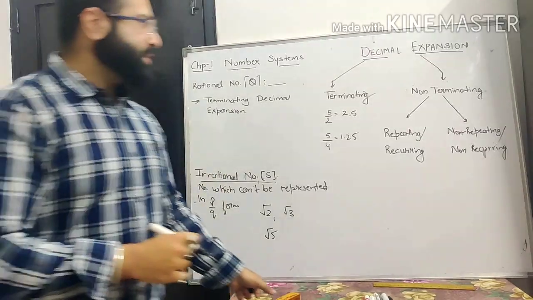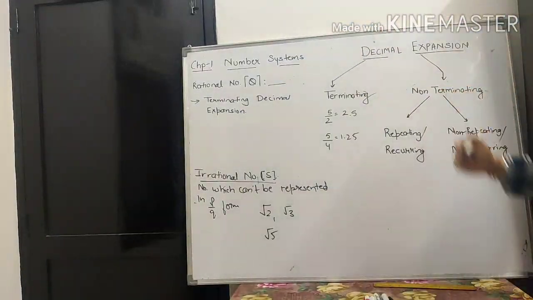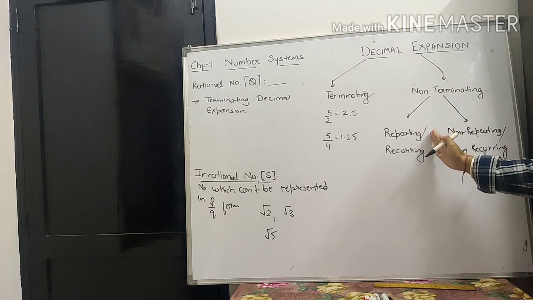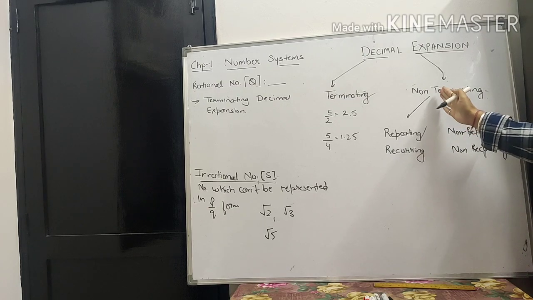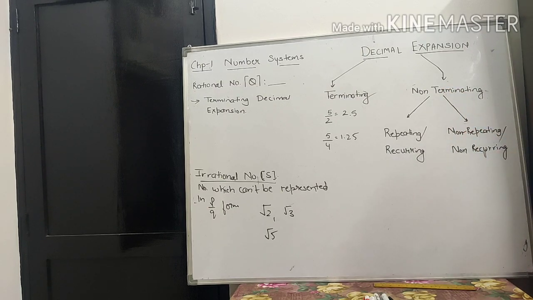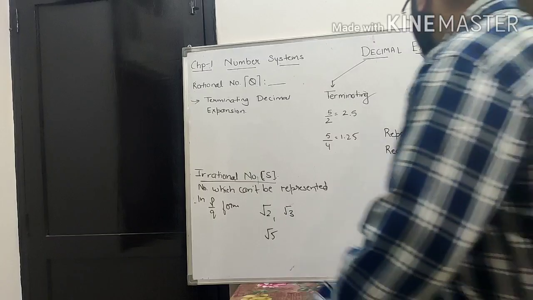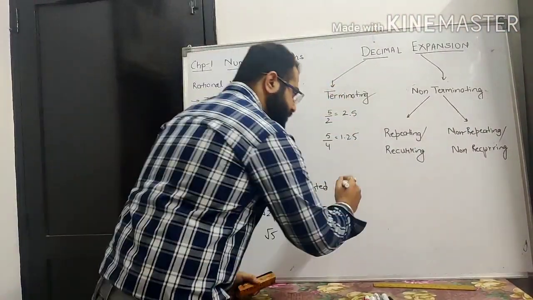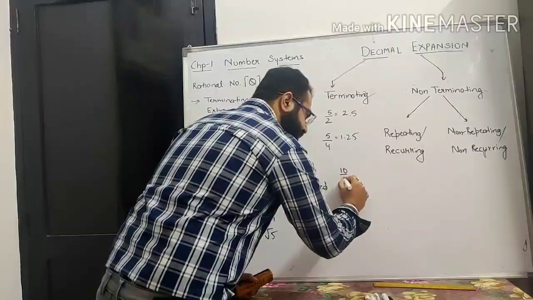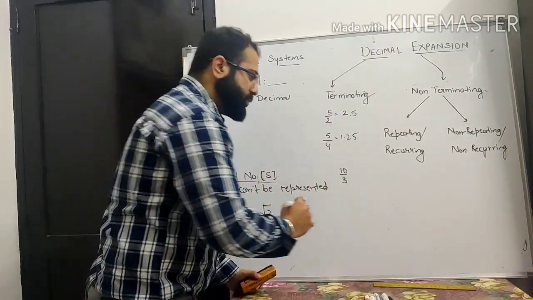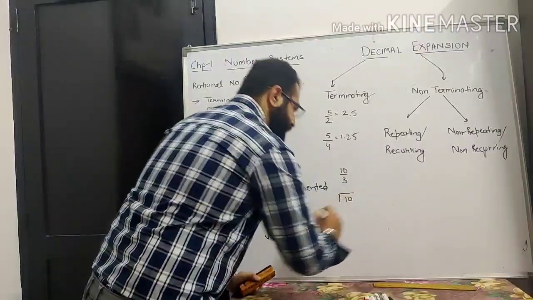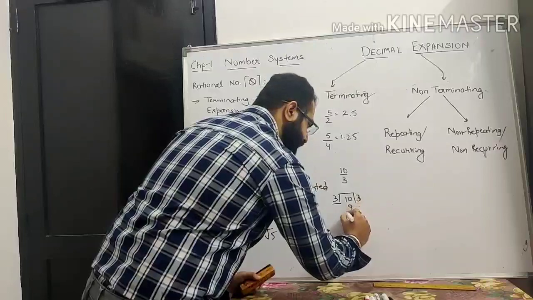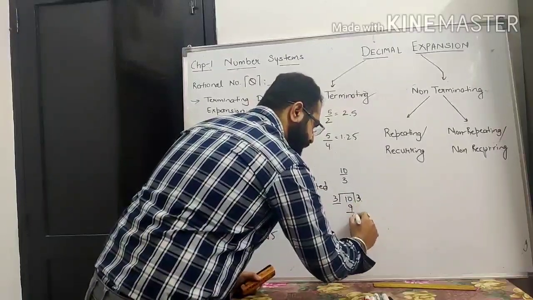Now coming towards the next category, that is non-terminating decimal expansion. Non-terminating decimal expansion can be repeating or recurring, or it could be non-terminating but non-repeating. So we need to know what it means when the decimal expansion is non-terminating but repeating. If we divide 10 by 3, what answer do we get?